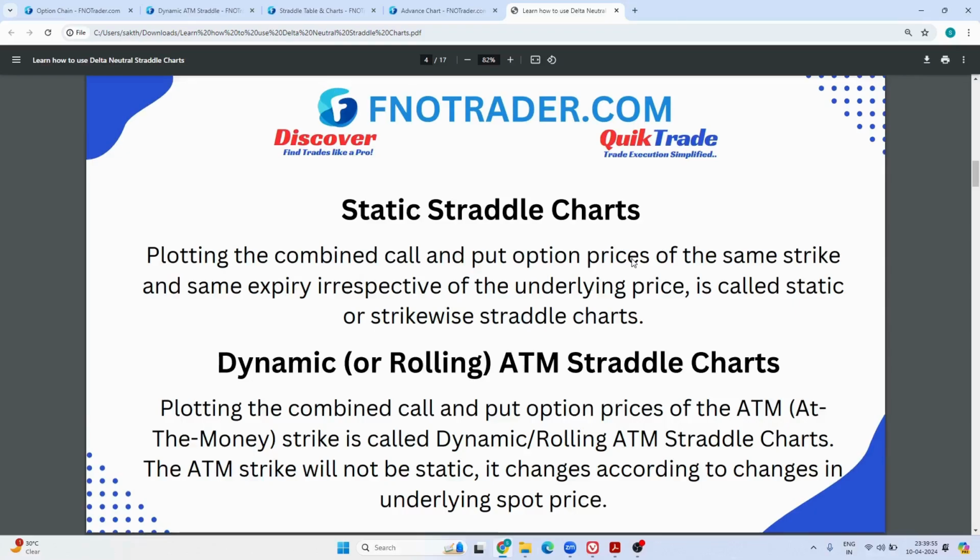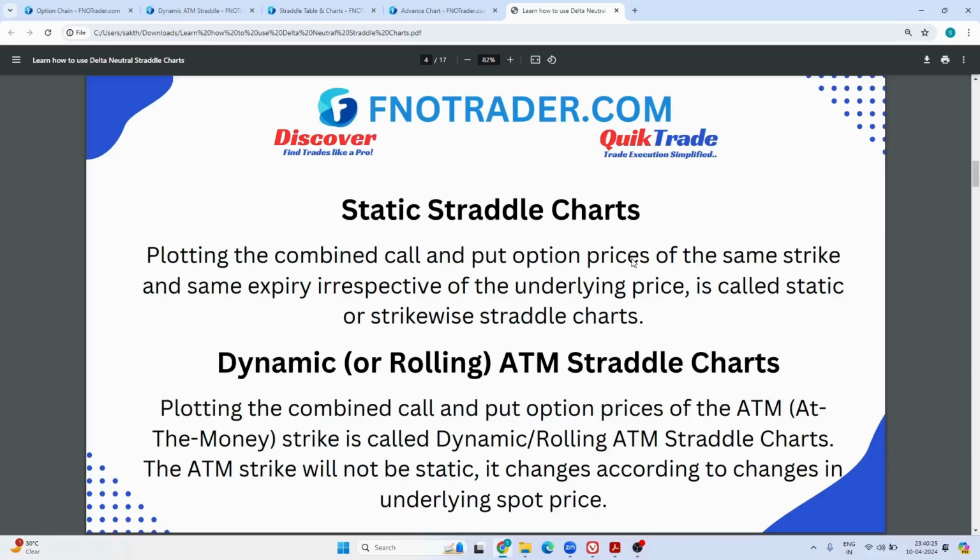Next, in the straddle chart we have two types of chart. One is a static straddle, what we just discussed, a 48,700 call and put. We are tracking this from the start of the day to the end of the day. So we are picking one particular strike and plotting the complete thing, right? The strike is not moving at all. We call that either a static or a strike-wise straddle chart.